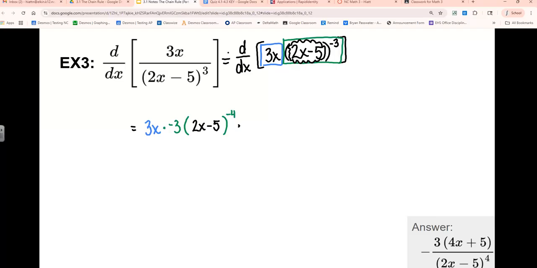Derivative of the inside, which is going to be what, Jericho? 2. Okay? Alright. So we got that part.